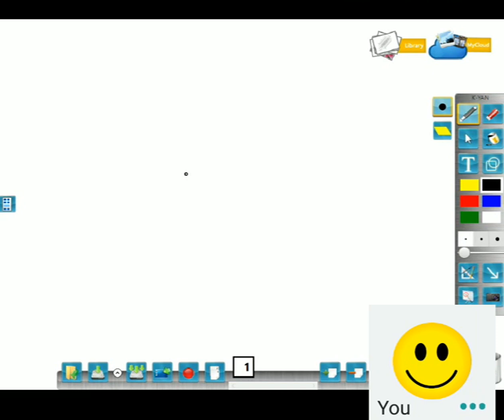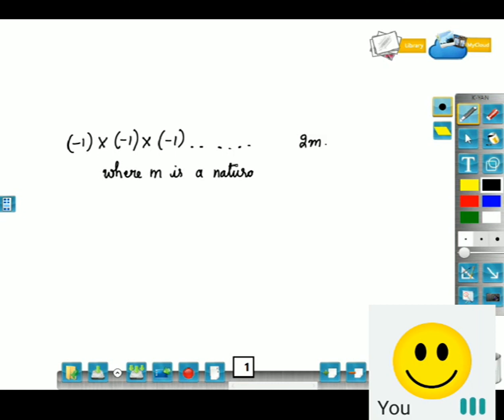The question was minus 1 into minus 1 into minus 1. How many times are they multiplying? 2m times, where m is a natural number. This was our question.